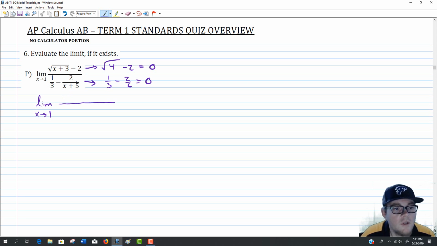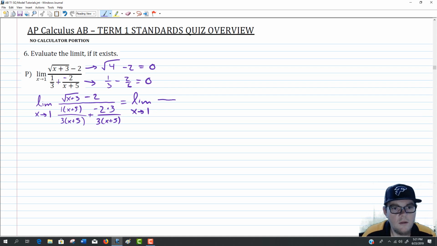So first and foremost, my numerator is going to stay the same, square root of x plus 3 minus 2. Down below though, I need to get a common denominator for both this fraction and this fraction. So as I look, I'm going to need 1 times x plus 5 over 3 times x plus 5. And then for our second one, I'm going to make it plus a negative. You may have seen that trick before. I learned it from Ms. Nakamura. So we plus negative 2 times 3 over 3 times x plus 5. So this cleans up our denominator just a little bit. Our limit now reads the limit as x goes to 1.